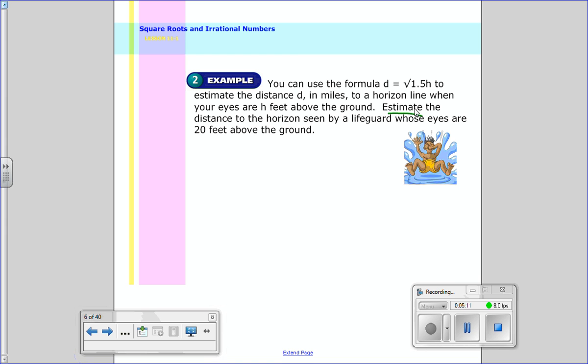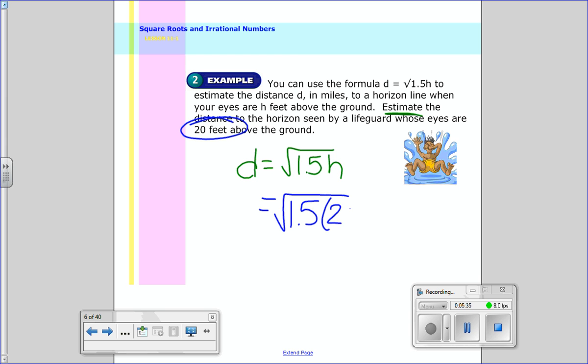So this is where the idea comes in from last time. I'm going to go ahead and write the formula down here: d = 1.5 times h. Distance d is in miles, and h is how many feet you are above the ground. Estimate the distance to the horizon seen by a lifeguard whose eyes are 20 feet above. They're giving me h here. So 1.5 times 20 is going to equal d.